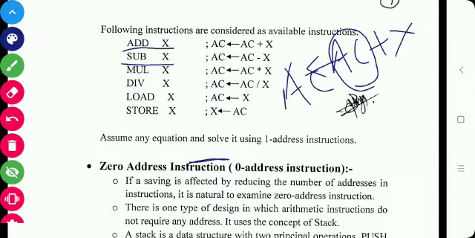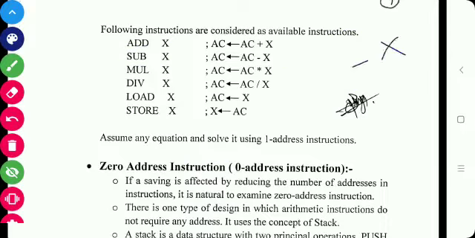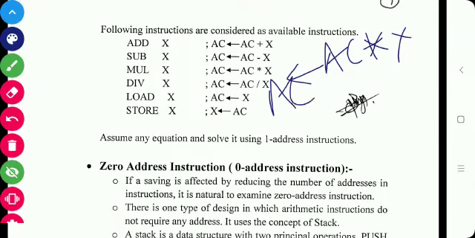Then sub x. This instruction again subtracts x from the accumulator and stores the result into the accumulator. Then mul x. This mul x instruction multiplies x with the accumulator and stores the result in the accumulator. Likewise, load x loads x into the accumulator, and store x stores the accumulator into x. So these are the 1 address instructions.